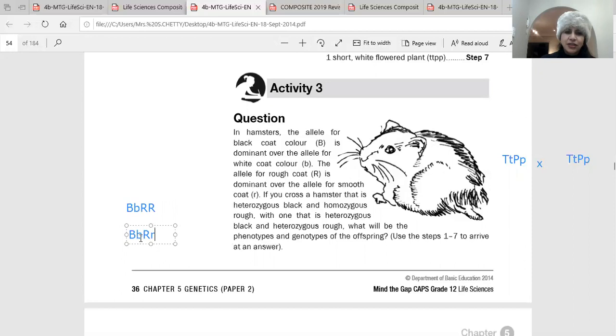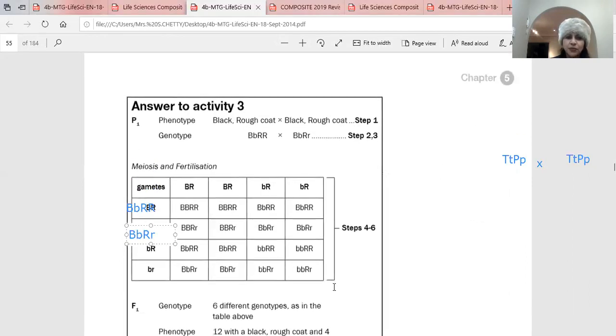Okay? So what are they asking you? What will be the phenotypes and genotypes of offspring? Oh my God, they will never ask you to do this full cross, my darling, so don't ever be scared. But you can work out the gametes in this here. Let me just erase this so it doesn't get to your heads.